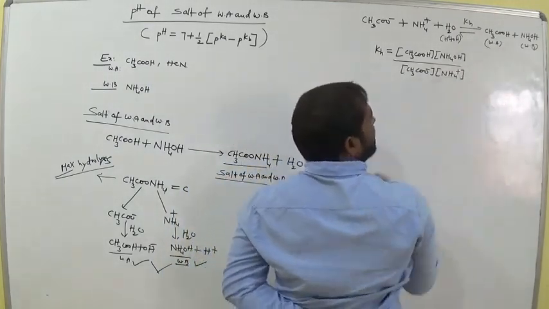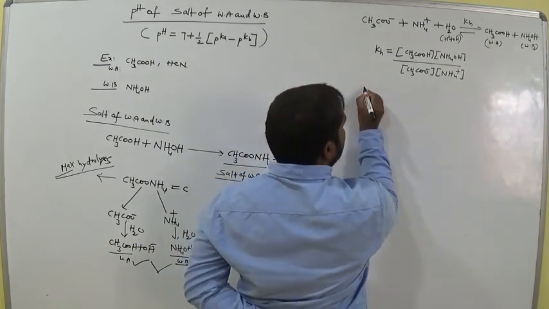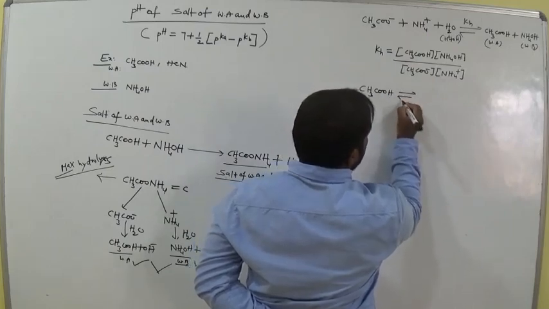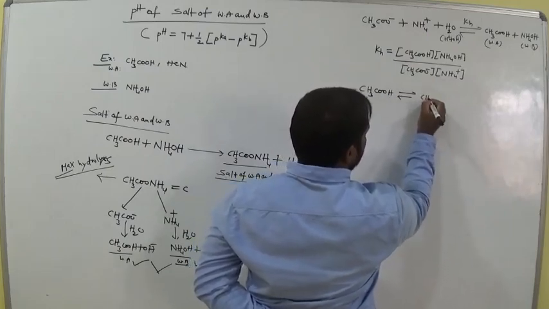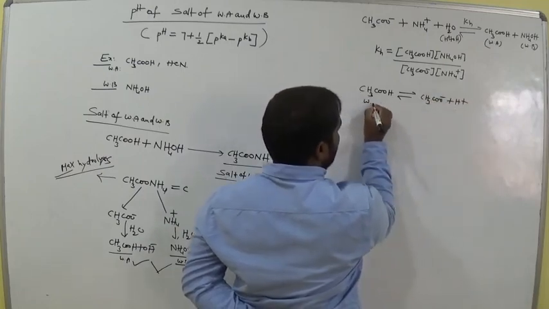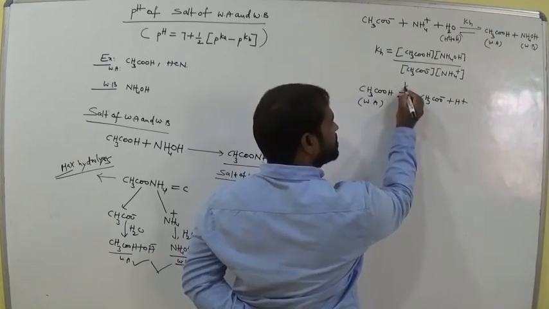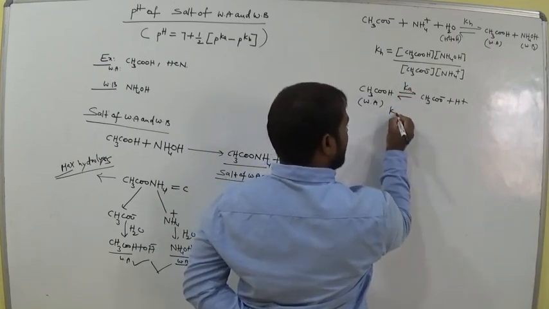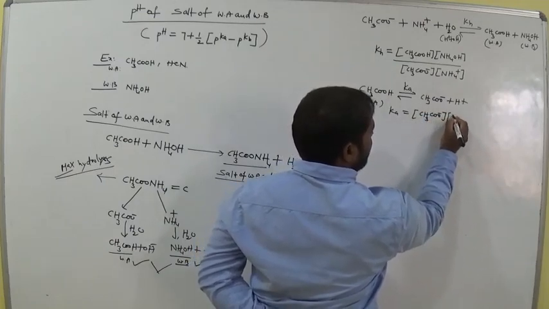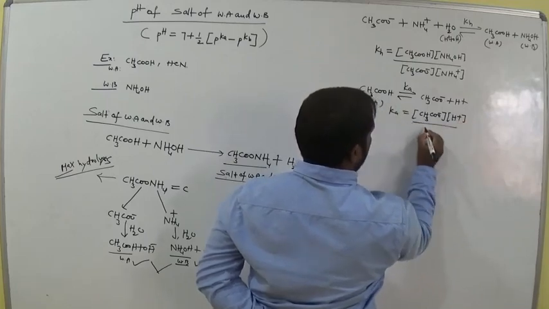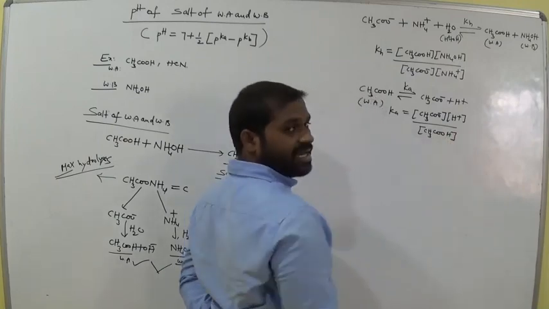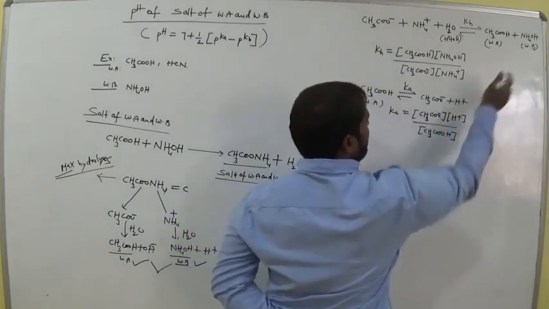We have a weak acid in the solution, am I right? Now how does it undergo ionization? CH3COOH is ionized as CH3COO minus and H plus. Now it is the weak acid, am I right? We have the equilibrium constant Ka, am I right? Now Ka is equal to how much, ma? Molar concentration of CH3COO minus and H plus, the products, over CH3COOH. Clear? This is Ka.